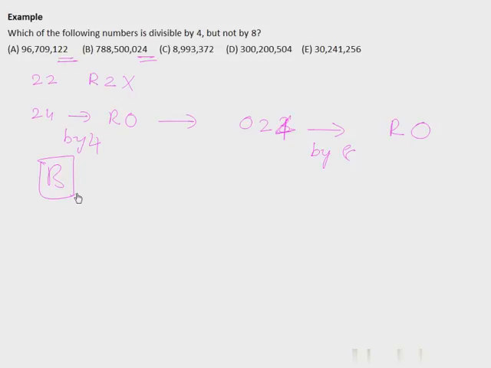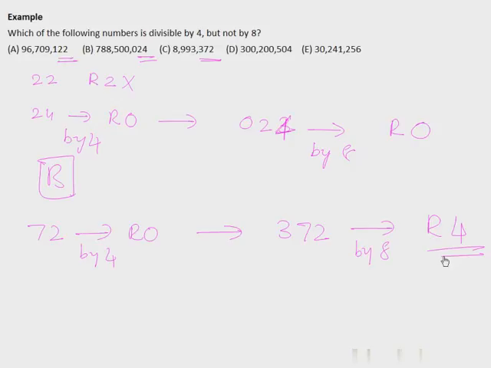Let's just practice the rule on C. Divisible by 4, look at 72. Remainder 0. Yes, it is divisible by 4. Look at the 3-digit number, 372. Is it divisible by 8? 320 is divisible by 8. So I have 52 left, 48 is it, so remainder is 4.